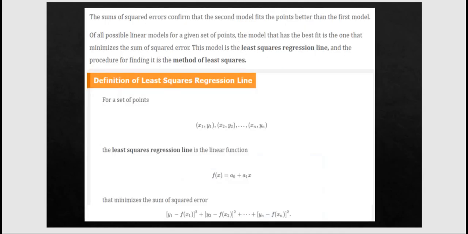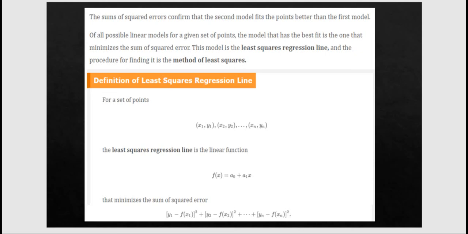So the sums of squared errors confirm that the second model fits the points better than the first model. Of all possible linear models for a given set of points, the model that has the best fit is the one that minimizes the sum of squared error. So that's why model 2 would be the idea.